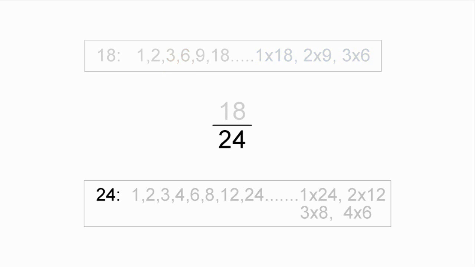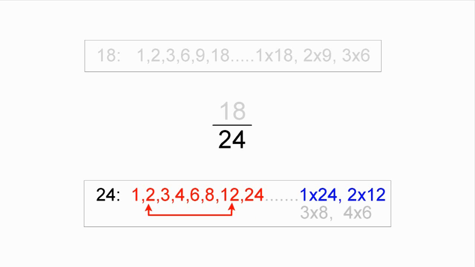Now for 24, 1, 2, 3, 4, 6, 8, 12, and 24 all divide evenly into 24. Here are all of the 2 by 2 multiples of those divisors that multiply together to get 24. 1 times 24, 2 times 12, 3 times 8, and 4 times 6. And again, as in our previous number, here's how you get those multiples once you have all the divisors lined up smallest to largest. The 2 outermost ones first, 1 and 24.